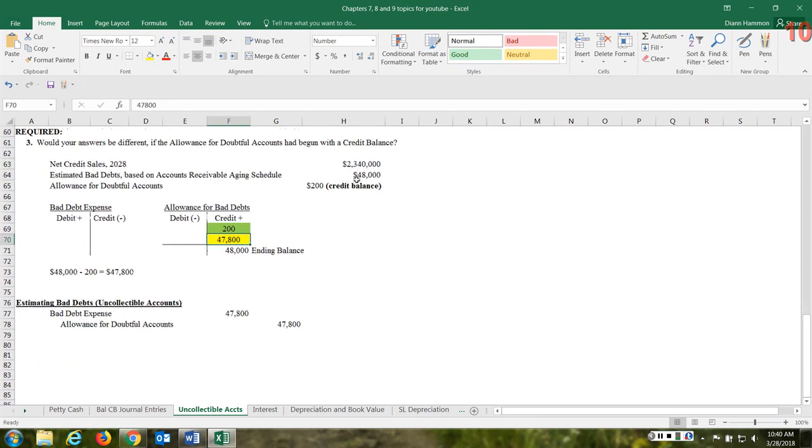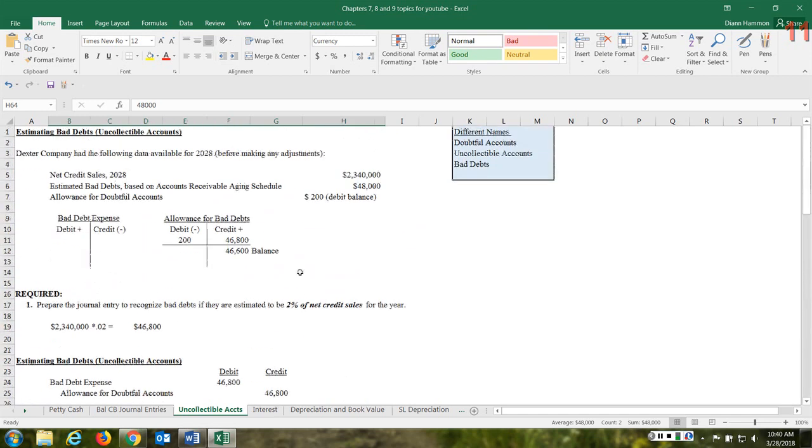Okay, so again, this method is a two-step approach. You have to calculate what you want the ending balance to be based on some aging schedule, and then you have to consider the allowance account that you have. What is the balance currently in there? And then make your journal entry based on that information.